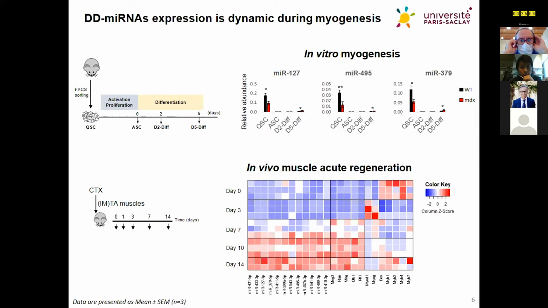The same pattern was seen in the model of acute muscle regeneration, where the muscle was injected and injured by cardiotoxin, and you can see that the expression level was rising from day 10 to day 14, which overlaps with the time when we have newly formed muscle fibers. So it suggests that the repeated regeneration process contributes to the upregulation of the locus that we see in the dystrophic muscle.